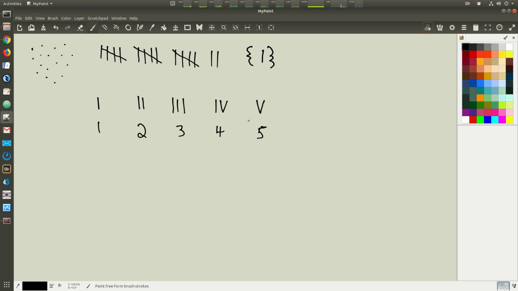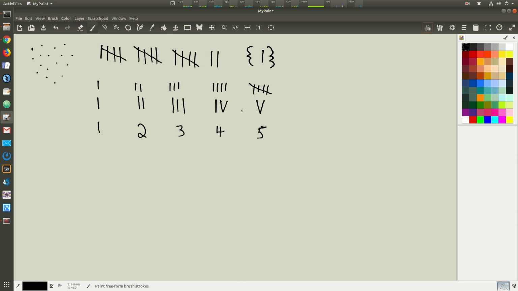So these 5 numbers in hash marks are 1, 2, 3, 4, and 5. It's important to recognize everything in this column still represents the number 5. It's just a different way of communicating that number. So you have to have a system. What system are we using to communicate our numbers?